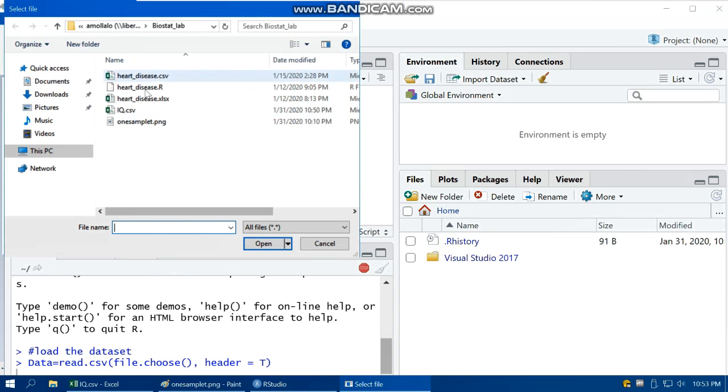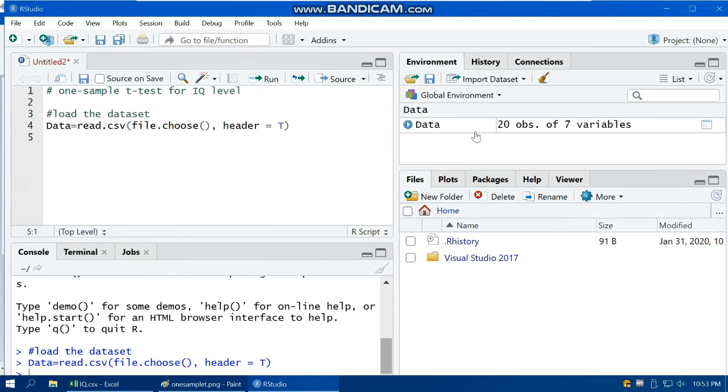And so iq.csv. You can see that we have 20 observations of 7 variables. So we can look at the data set, the first few lines of the data set. So check 10 lines of data.